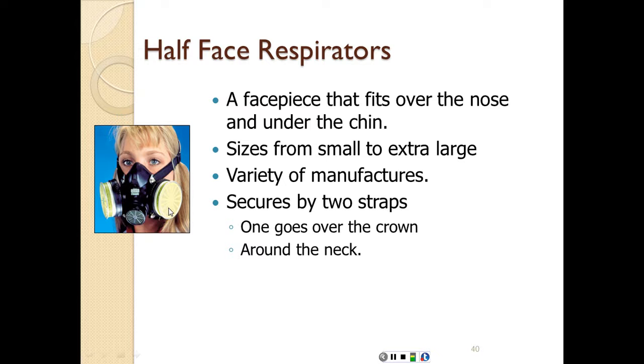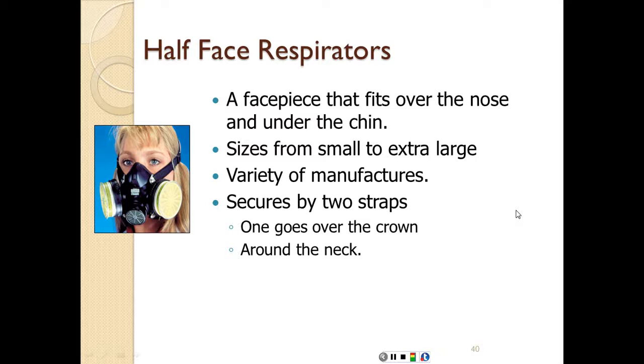For the half face respirator, as you can see, the eyes are exposed, so these gases are not going to be harmful to the eyes. Otherwise, it has to be a full face respirator. It fits over the nose and under the chin, in sizes from small to extra large. Again, we mentioned that it has to fit the face and the type of face.